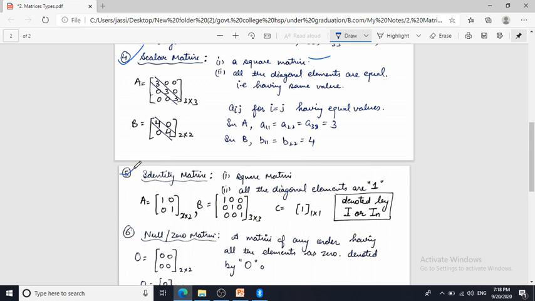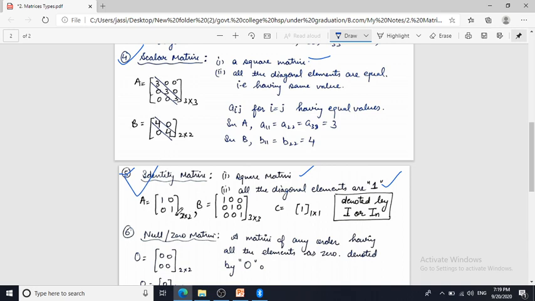Next is identity matrix. Again, it should be a square matrix. All the diagonal elements are equal to 1. So that is the reason when I told you about these elements to be other than 1. Because when these elements become equal to 1, then it becomes an identity matrix.